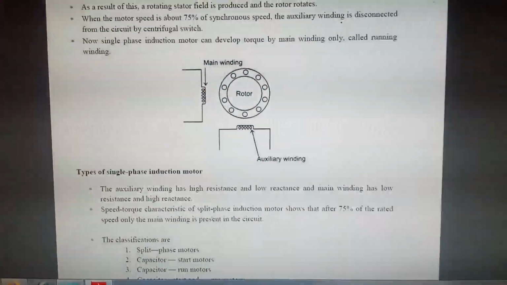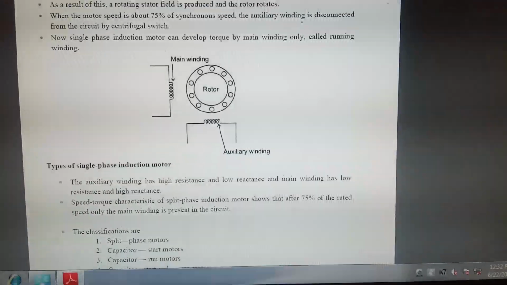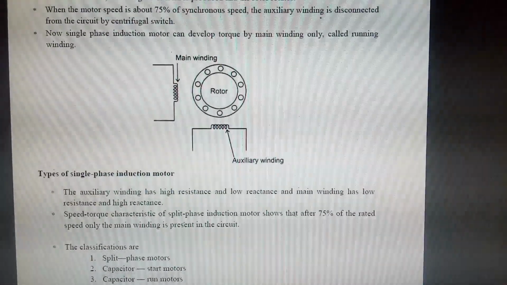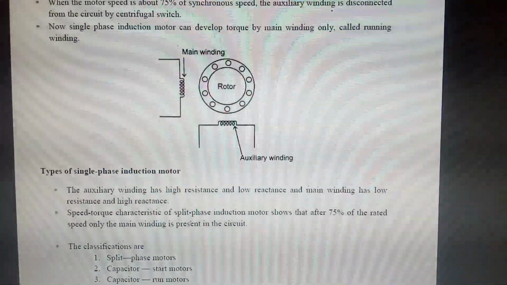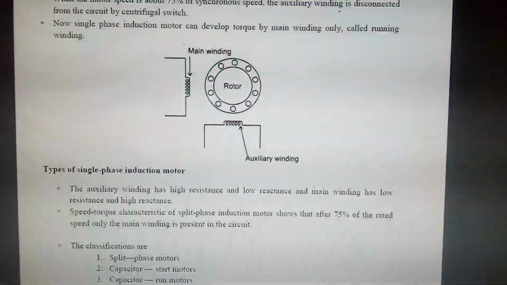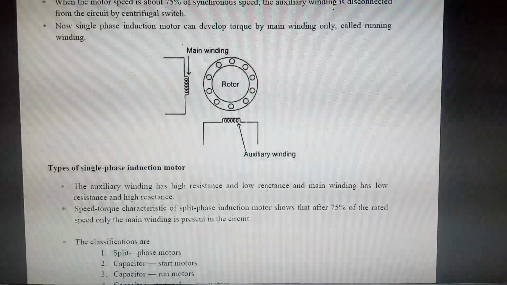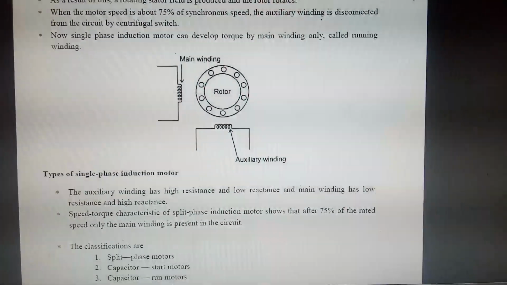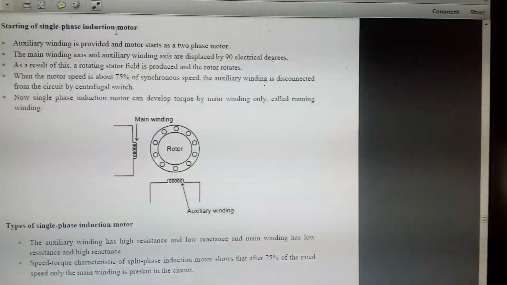Regarding the types of winding, the auxiliary winding has high resistance and low reactance. The main winding has low resistance and high reactance. In that way, they are designed. The speed torque characteristics of the single phase induction motor show that after 75% of rated speed, only the main winding is present in the circuit.